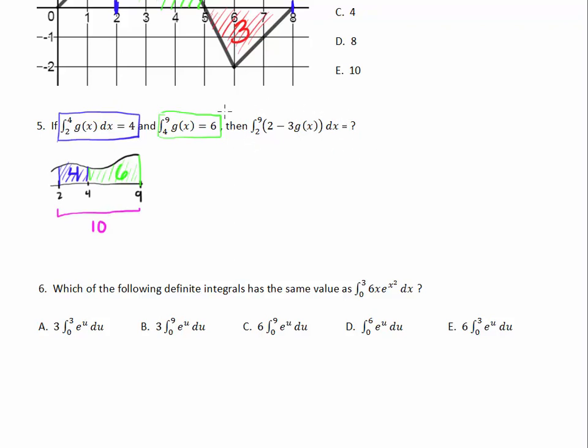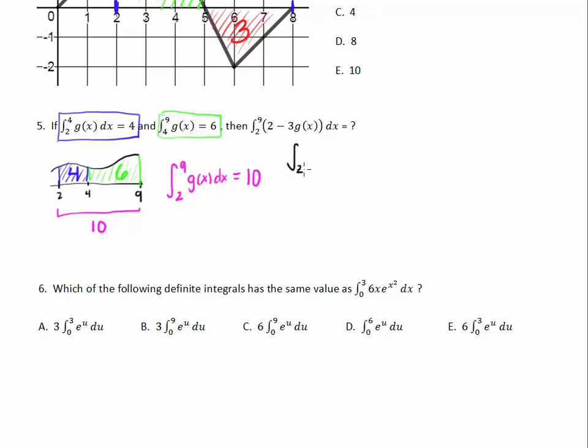We know that the integral from 2 to 9 of g of x has to equal 10. Okay, not necessarily this thing up here has to equal 10, because this is not just g of x. We got some other stuff in there. But we do know that this has to be equal to 10. So let's take a look at this. We're taking the integral of a subtraction problem, which means we can integrate both of these separately.